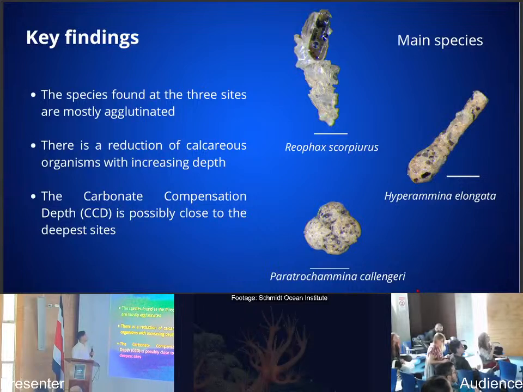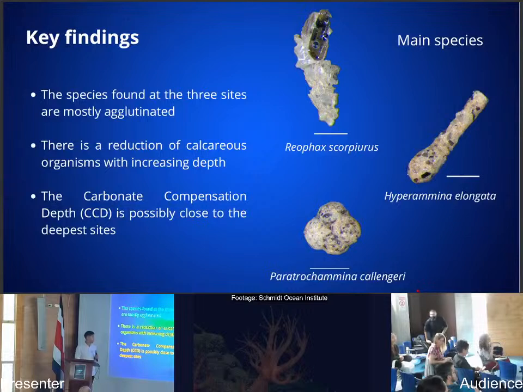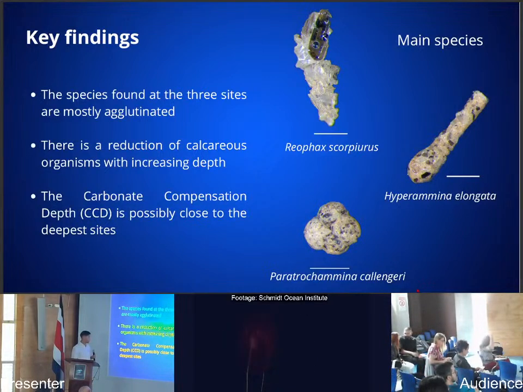The key findings include that the species found at the 3 sites are mainly agglutinated, and also there is a reduction of calcareous organisms with increasing depth, and these organisms are entirely absent at El Dorado Hill. This suggests that the carbonate compensation depth, or CCD, is possibly close to the deepest sites.